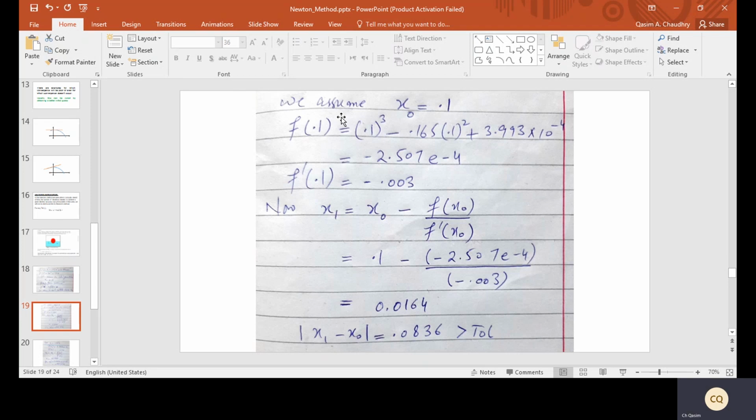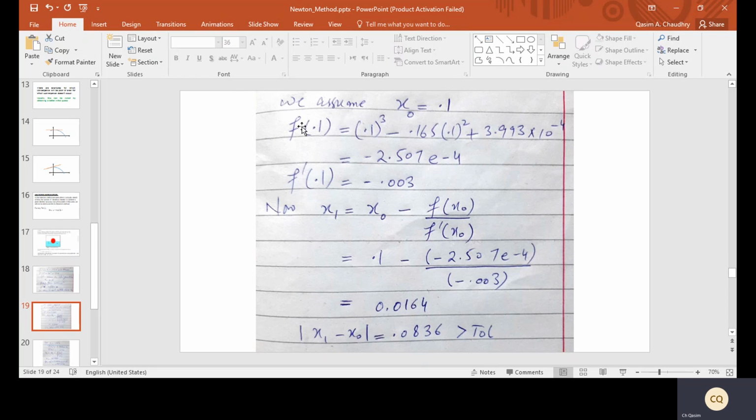So students, you have now chosen x naught to be equal to 0.1. And now f of 0.1, the function value, is 0.1 cube minus 0.165 into 0.1 square plus 3.993 into 10 raised to the power minus 4. And that is equal to minus 2.507 e raised to the power minus 4. And f prime of 0.1 is equal to minus 0.003.